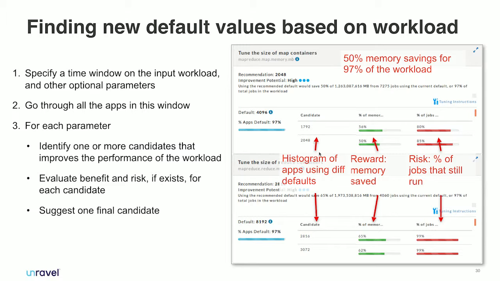Other companies are less tolerant of failed jobs, so in this range of candidates, they would pick something safer. What that means is they would save less memory, but they would know that about 90% of the jobs would still be able to run.